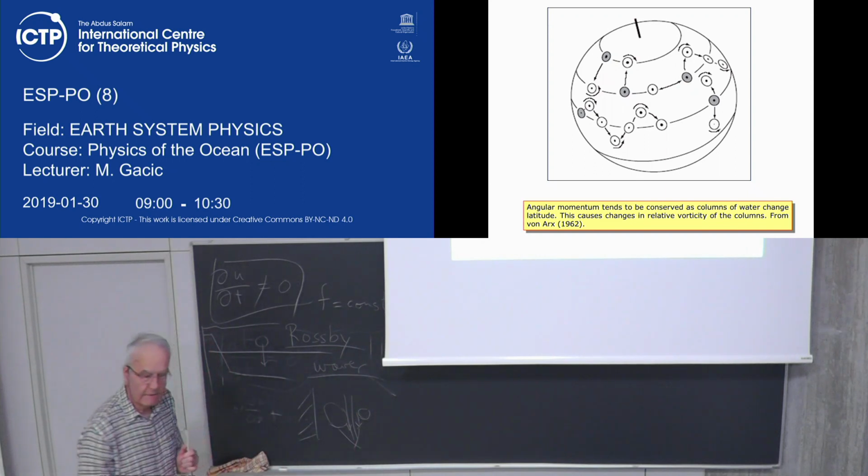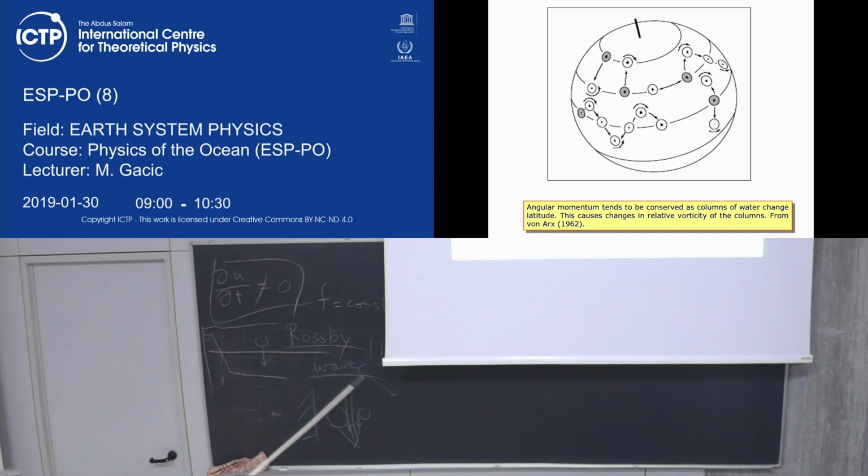And the phenomena which generates the Rossby waves are the differences in the Coriolis parameter between different latitudes. So here we cannot assume anymore F equal constant, but we should let the F change with latitude.